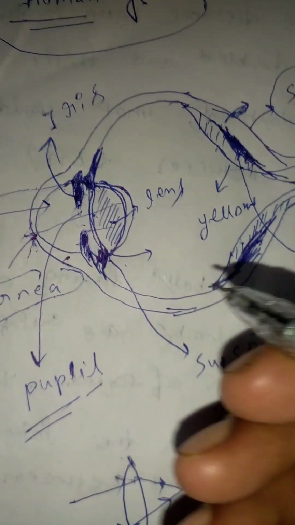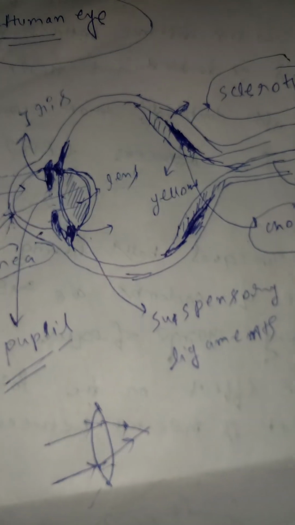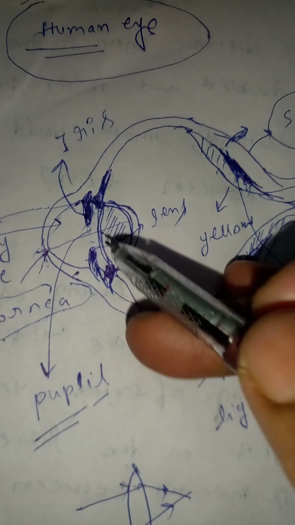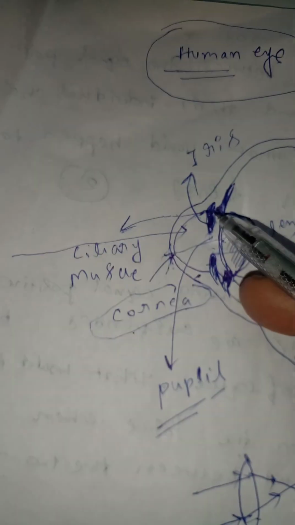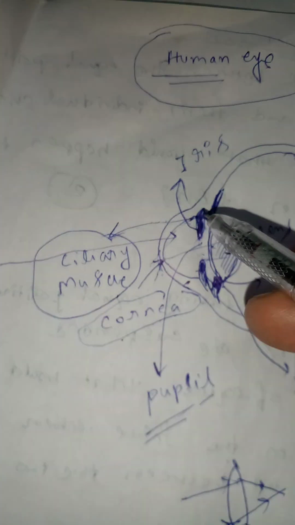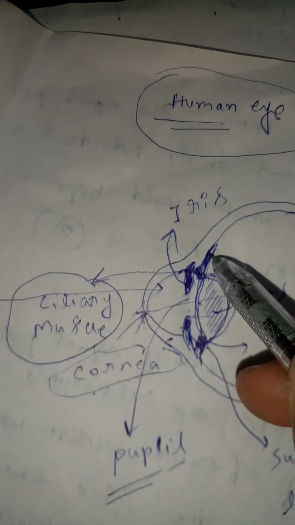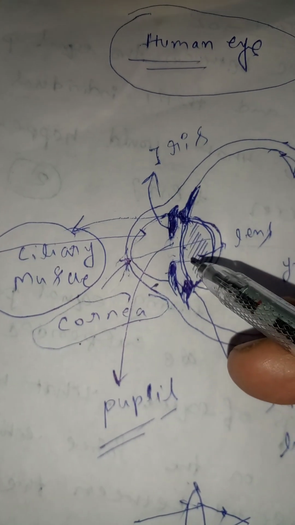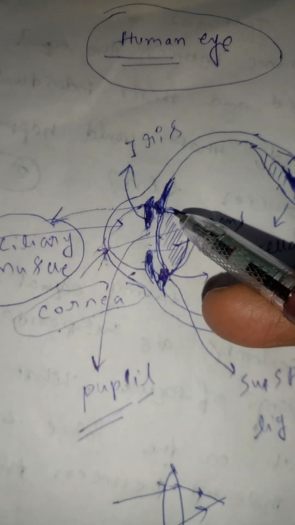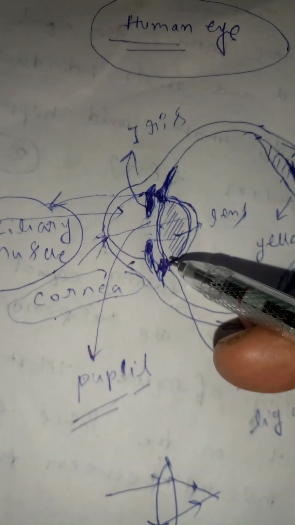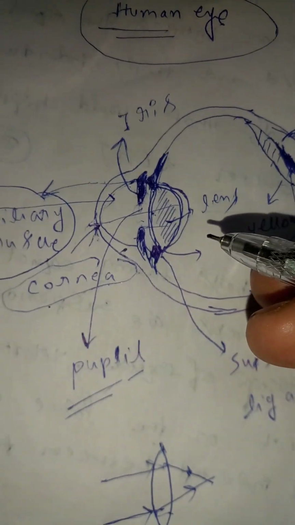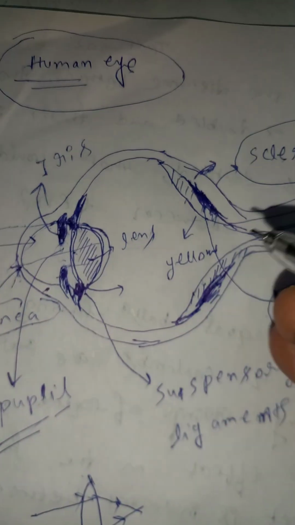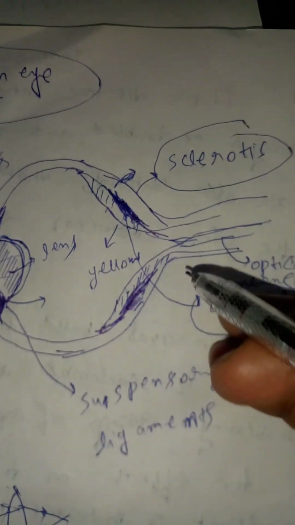Here it will be suspensory ligaments. It is held by suspensory ligaments and it is connected to the sclerotic by the ciliary muscle. Here it will be the ciliary muscle. If you want to change its focal length, if you can contract or compress it, if you can change the focal length, you can change its accommodation. That's it.